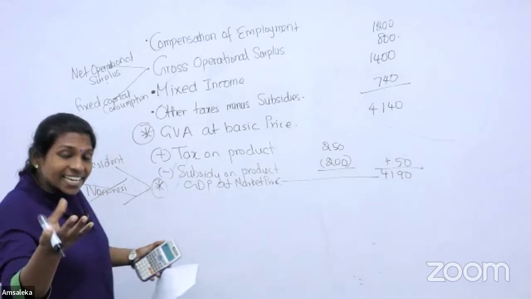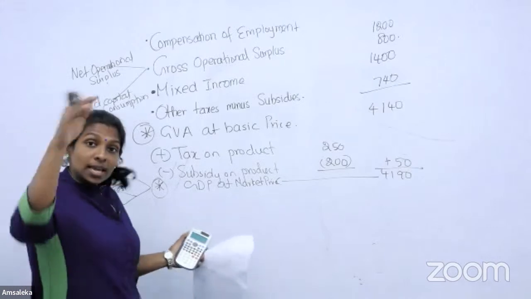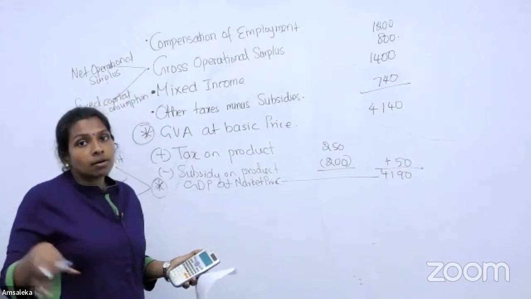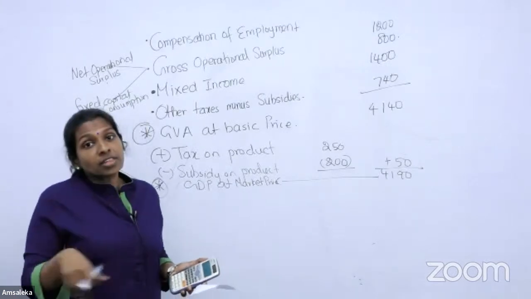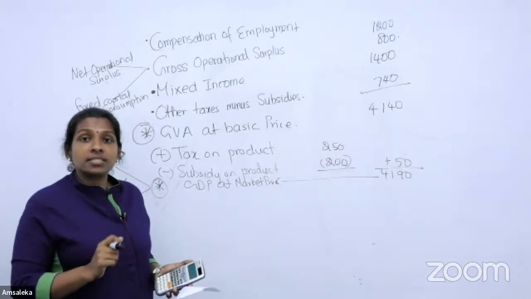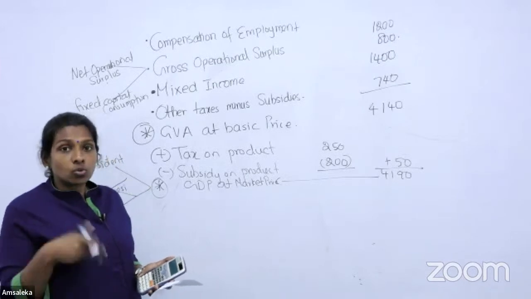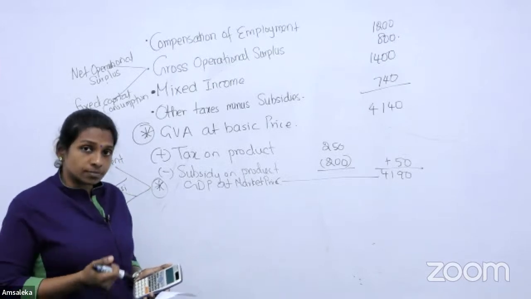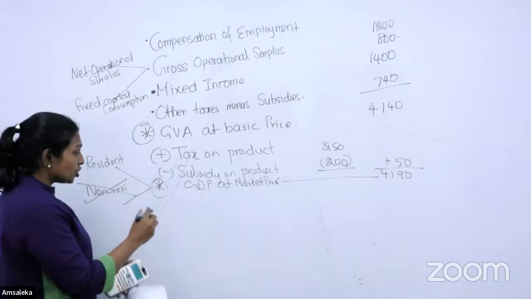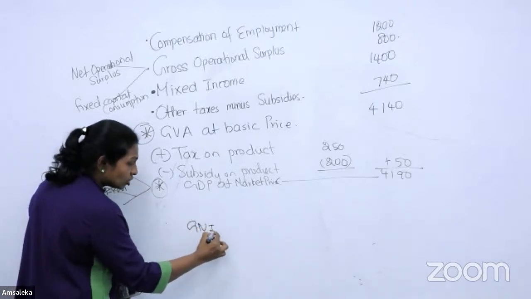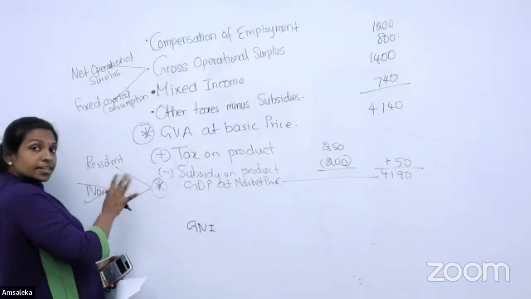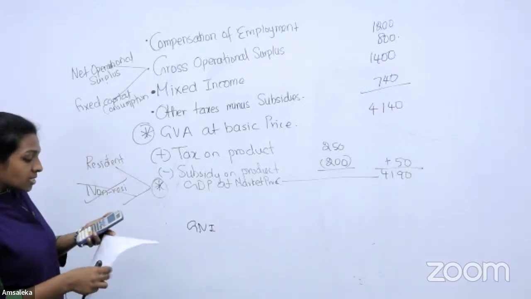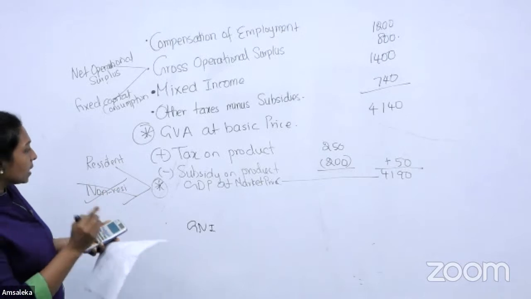National means Sri Lankan income. Domestic means within the geographical area. So within the geographical area, you cannot say only residents are there. Non-residents also do their actions. So in order to find gross national income, Sri Lankan, the non-resident factor income should be adjusted. Here see, foreign primary income received.